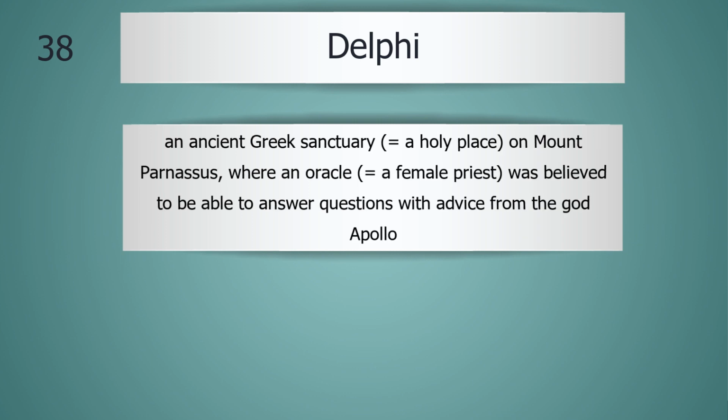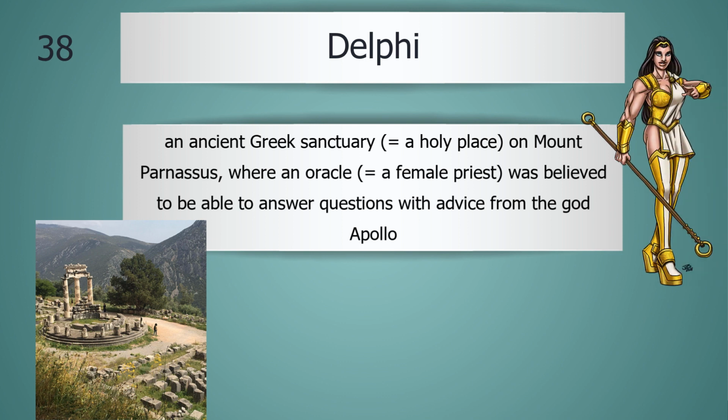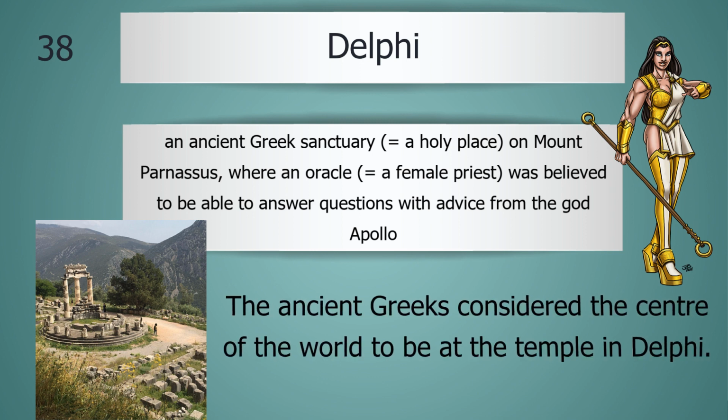Delphi, an ancient Greek sanctuary, a holy place, on Mount Parnassus, where an oracle, a female priest, was believed to be able to answer questions with advice from the god Apollo. The ancient Greeks considered the center of the world to be at the temple in Delphi.